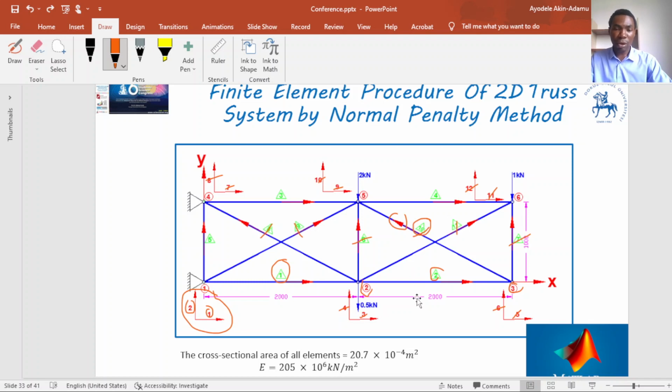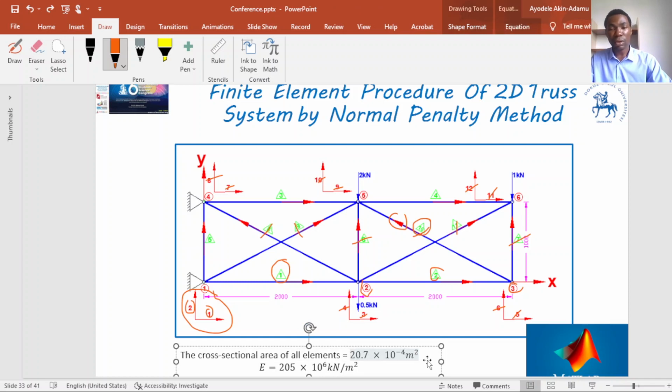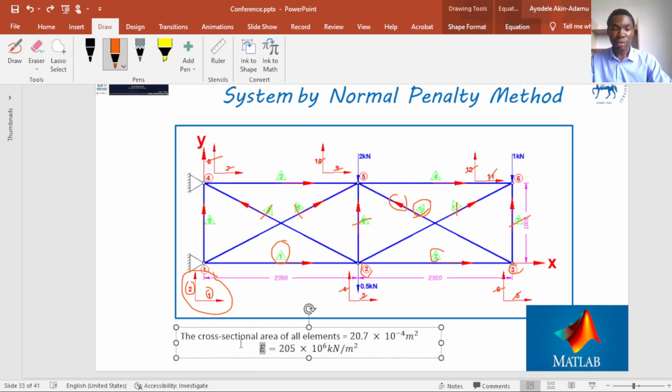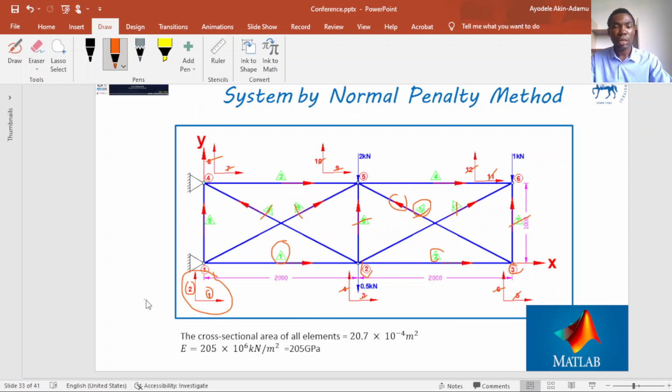So for this problem, I would like to draw our attention. Each element has a constant cross-sectional area of 20.7 times 10 to the power minus 4 meters squared. And the Young's modulus, denoted by E, is 205 times 10 raised to the power 6 kilonewton per meter squared. This is also equivalent to 205 gigapascal. So you should note this.